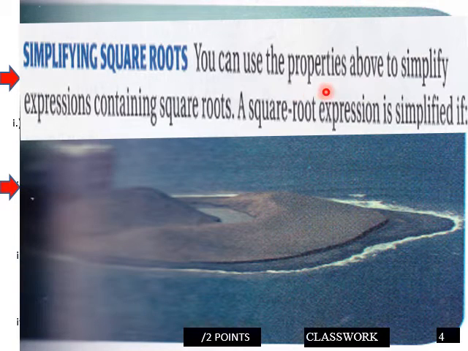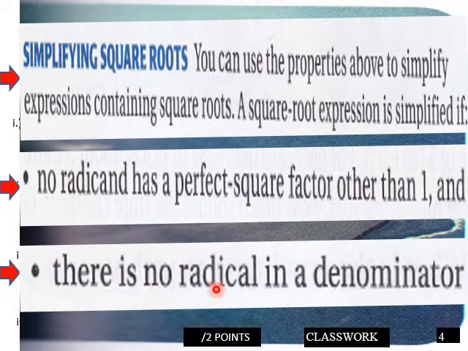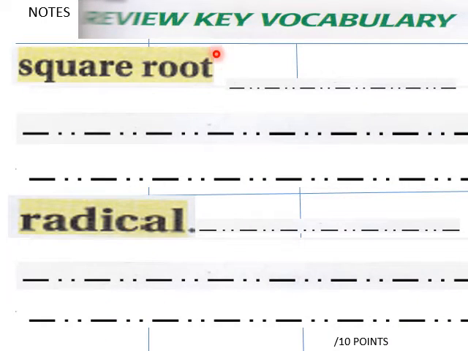So, simplifying square roots. You can use the properties above to simplify expressions containing square roots. A square root expression is simplified if no radicand has a perfect square factor other than 1, and there is no radical in a denominator.